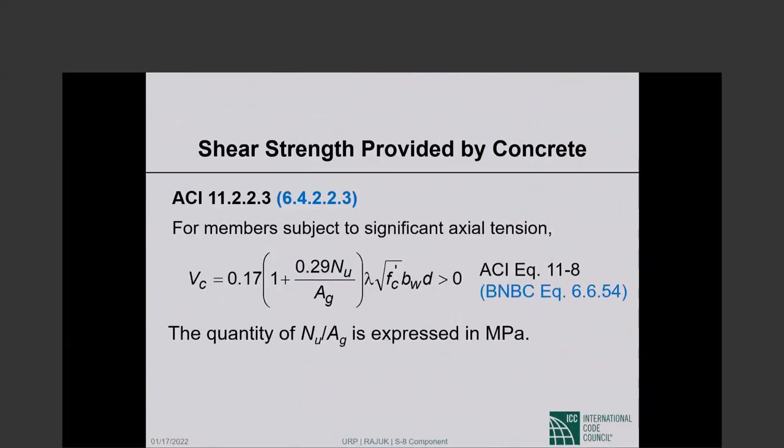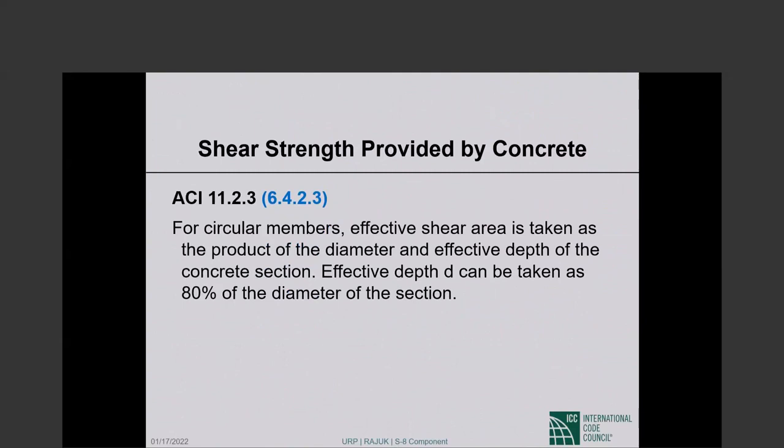Here, when you have significant axial tension, instead of taking V sub C as 0, there is an expression, so you can get something out of the concrete. So that is regular calculation. There is detailed calculation of V sub C. That detailed I skipped to save a little bit of time.